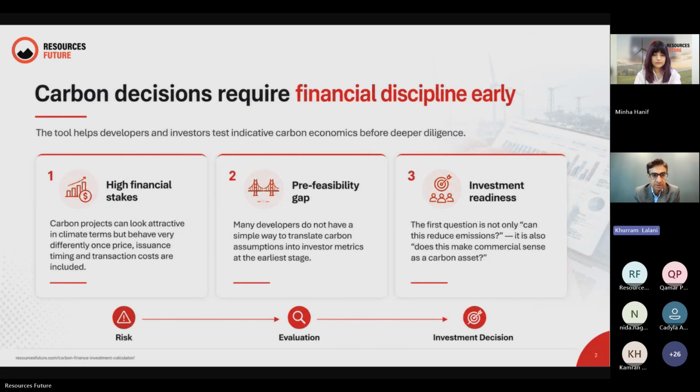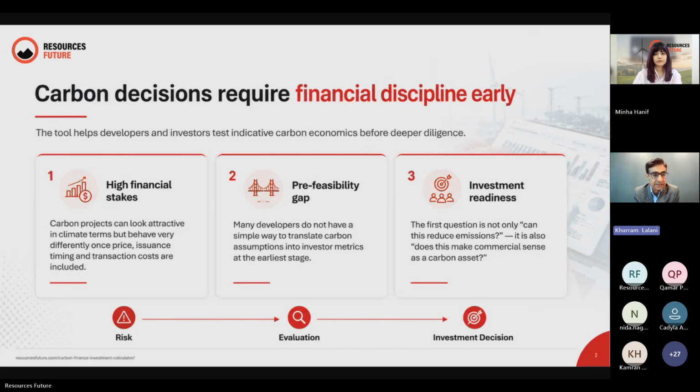A lot is being said about carbon, but what is most important is that carbon decisions require financial discipline early. And what does that mean? Three areas are important to highlight. A, it's a high stakes financial game.